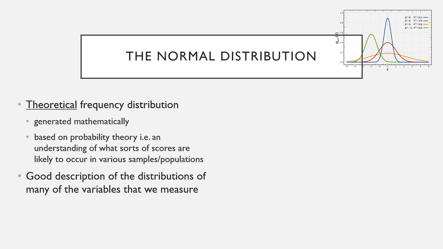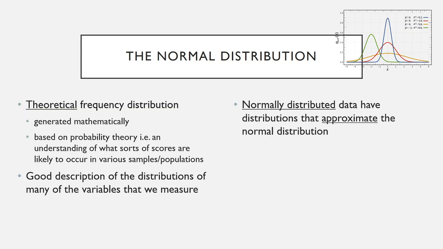that we're interested in. Basically, the idea is when the normal distribution applies, we want the normal distribution to be approximated by our real life data. Again, the normal distribution is a theoretical frequency distribution, so data can be normally distributed even if it doesn't perfectly adhere to all of the properties and characteristics of the normal distribution.